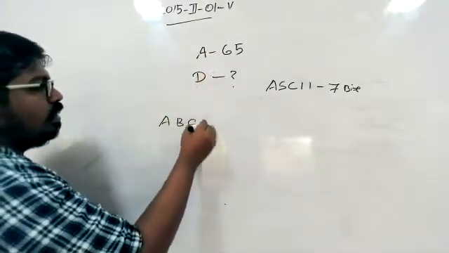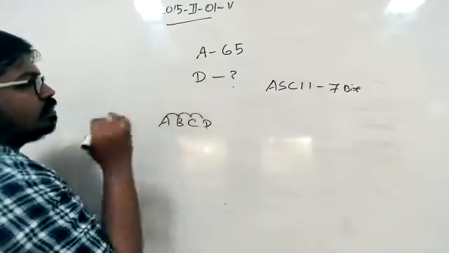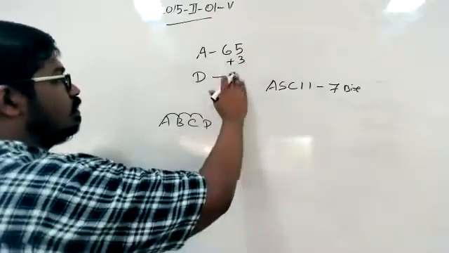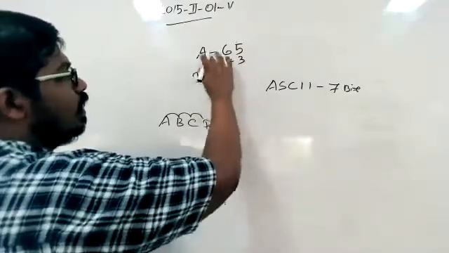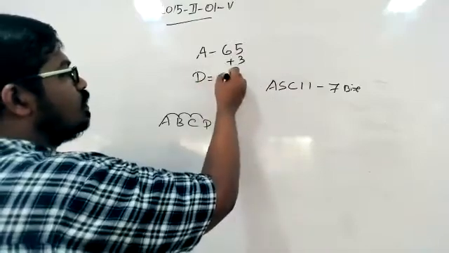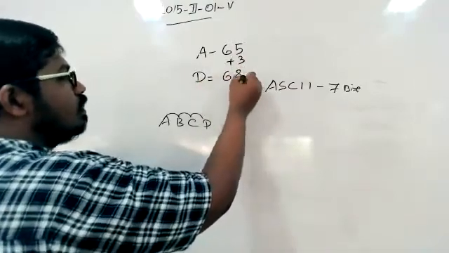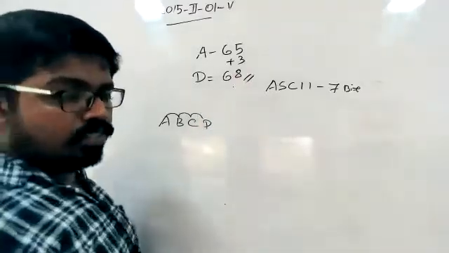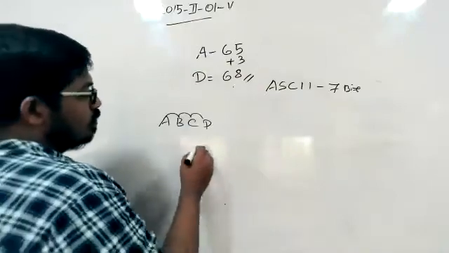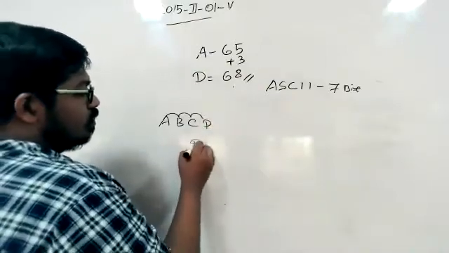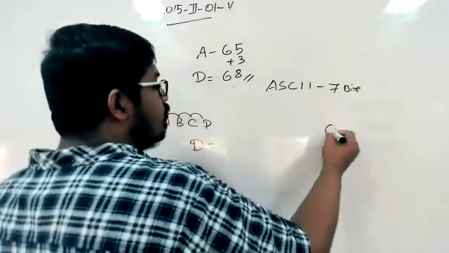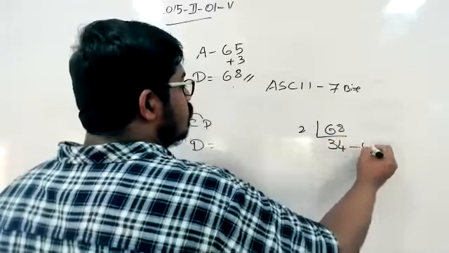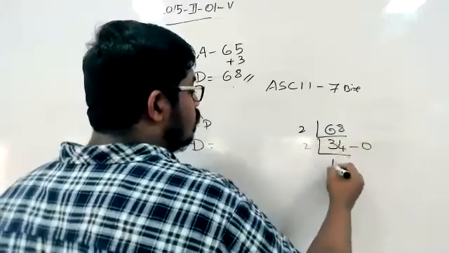So A, B, C, D, it will be 3. So you have to add 3. Write down A 65 plus 3. So D equals 68. But this is not your answer. They ask you the binary representation. So what you have to do is, D equals 68, and convert it into a 7-bit binary value.